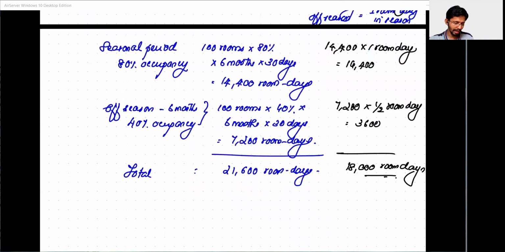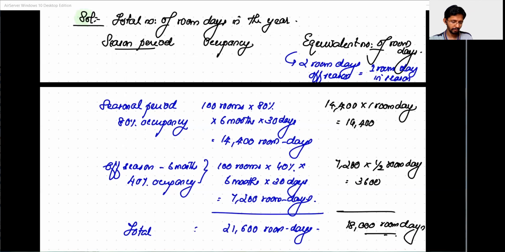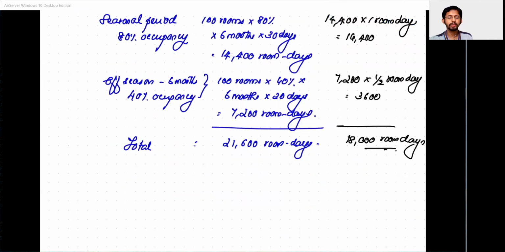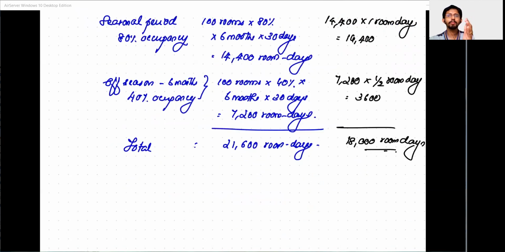Now this is all about calculating the room days. Okay, now what you have to do? You have to compute the total cost, because your purpose is to find out the room rent to be charged, and room rent to be charged will be total cost plus profit, that is the total rent, divided by number of room days. That will give you the room rent to be charged. So statement of total cost.